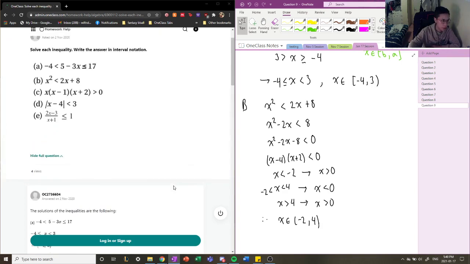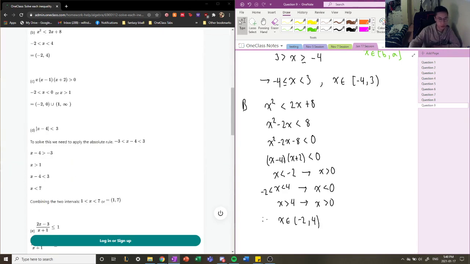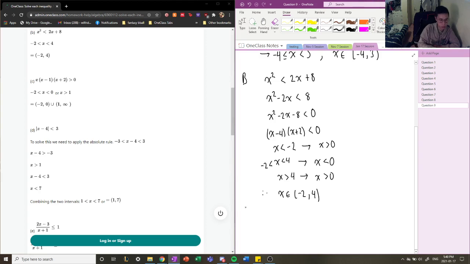Okay. So let's look at C. All right. So for C, they give us a factored form of our polynomial, and they're asking for the values of x which would make this expression greater than 0. Okay, so we have a few zeros that we need to check here. So x equals 0, 1, and -2. When x equals 0, 1, or -2, the expression is equal to 0, right? But we want to check in between each of these zeros to see whether it is positive or negative.